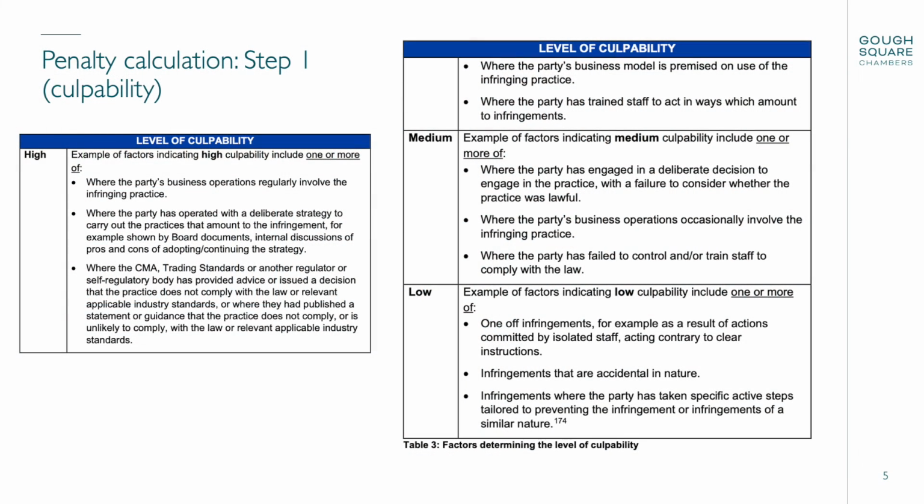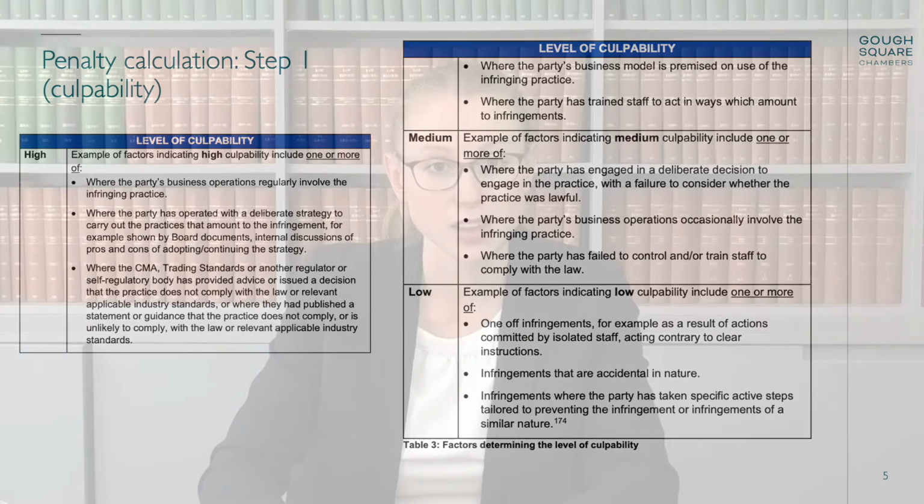Then there is a similar table for culpability, with high, medium and low, which you should hopefully also see on your screen. Examples of high culpability include business operations which regularly involve the infringing practice, a party operating a deliberate strategy to carry out practices that amount to an infringement, or businesses that have previously received advice. Then your culpability and harm categories allow you to identify a starting point code from high A to low D, which can then in effect be plugged into the third table which I'm showing you today, which gives the monetary and percentage of UK turnover starting points, and you should hopefully be able to see this on your screens now.